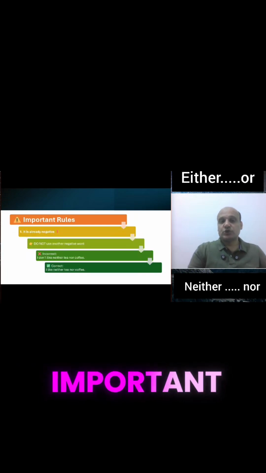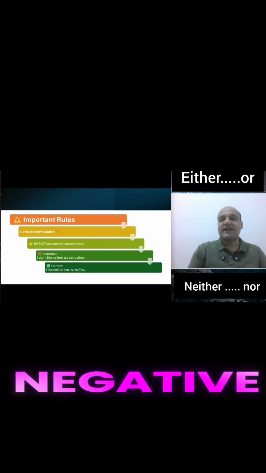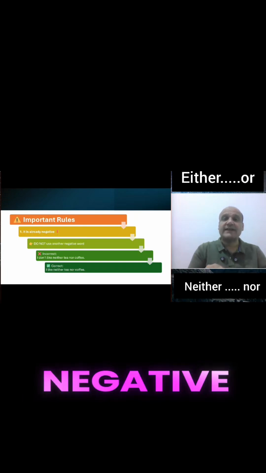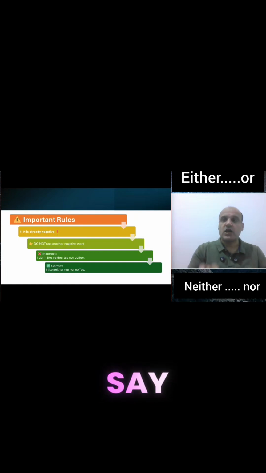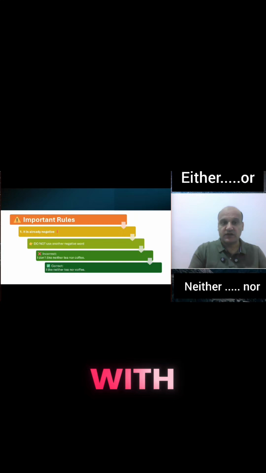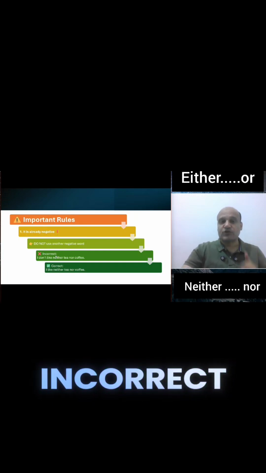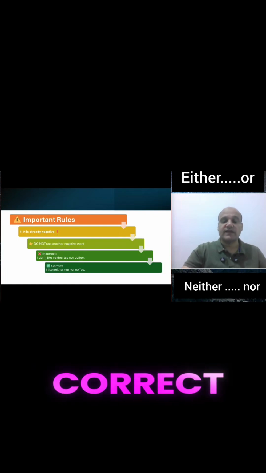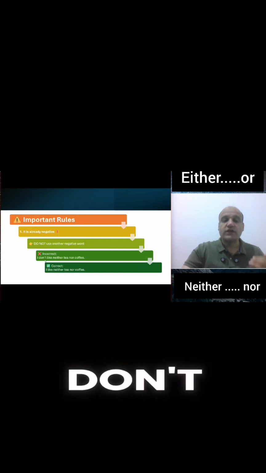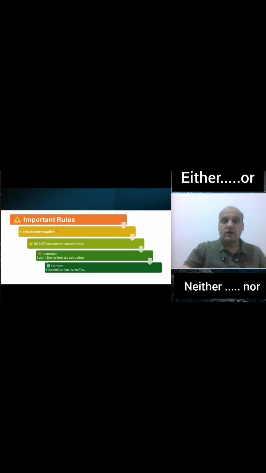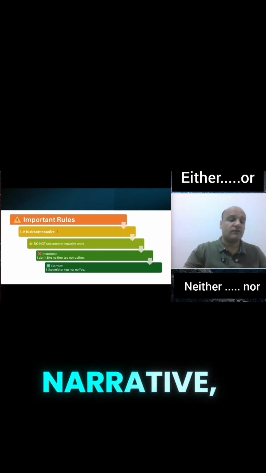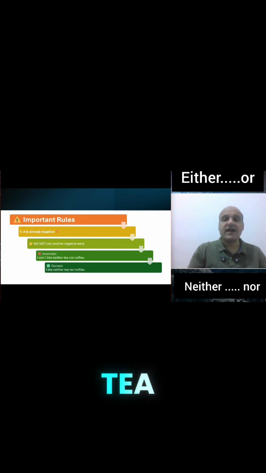There are some important rules also. Number one, it is already negative. So this word, neither nor, is a negative word. Don't use negative words with neither nor. Don't say don't or doesn't or isn't with neither. Look at this example. It's an incorrect one. I don't like neither tea nor coffee. This one is not correct because if you have neither, you don't need to use the word don't. The correct one is: I like neither tea nor coffee. It has the same meaning, which means I don't like tea and I don't like coffee.